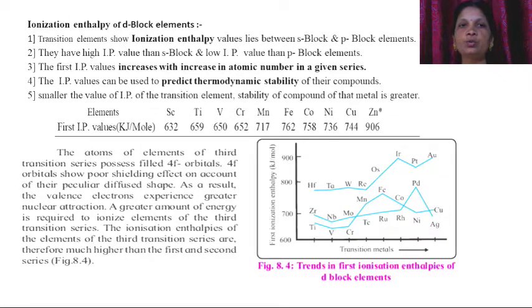Transition elements show ionization enthalpy values that lie between S block and P block element values. They have higher ionization potential values than S block and lower ionization potential values than P block elements. The first ionization potential values increase with increase in atomic number in a given series. The most important point is this.